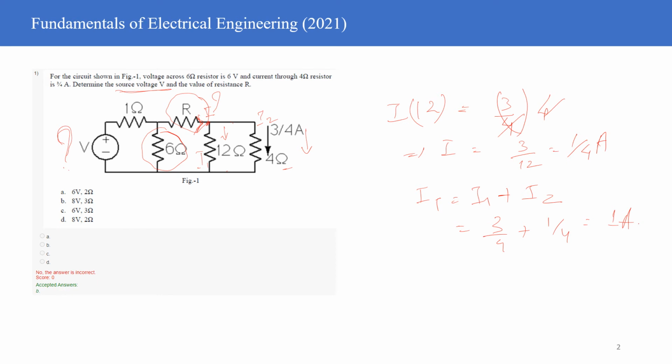So you have the current here as 1 ampere. I'm hoping that everyone is following what Vikas just said and what I'm trying to tell here. So the current is equal to 1 ampere at this particular node. And now you are required to figure out the resistance R and how much current is going through this 6 ohm resistor. So how do you do that?